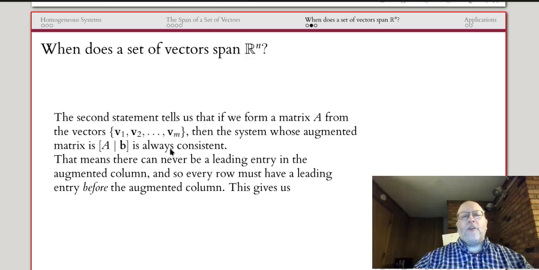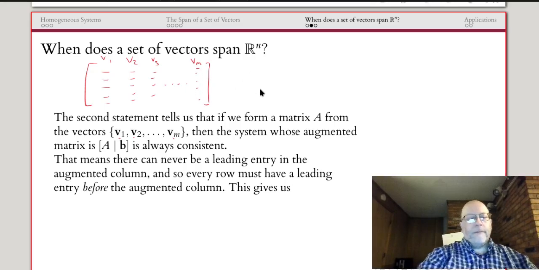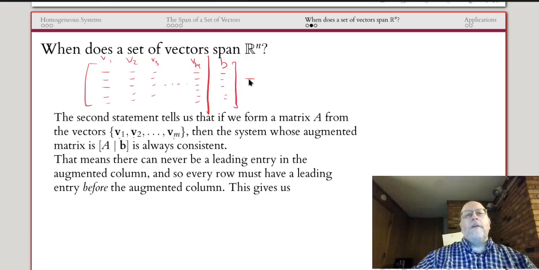Well, for every vector to be a linear combination, it means that if I put these vectors into a matrix, so the first vector is some column, and then the second vector is the next column, and then the third vector is the next column, and so on and so forth. And then I augment that matrix with the vector b. This must have a solution.